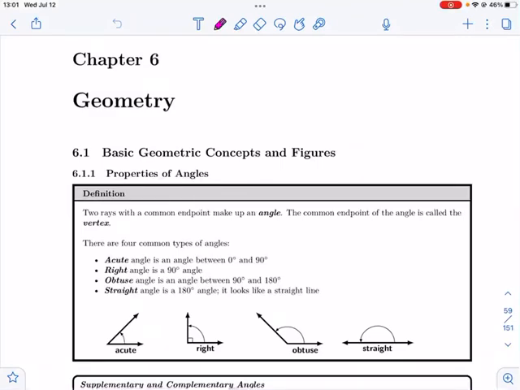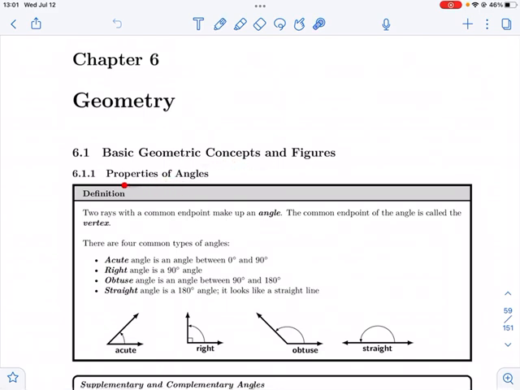Chapter 6 is about geometry. So we will learn some properties of some standard shapes, and we will learn how to use that in finding areas, perimeters, and some other properties of figures. So, basic geometric concepts and figures.